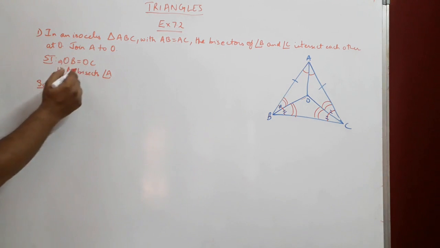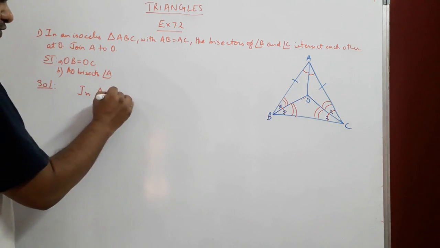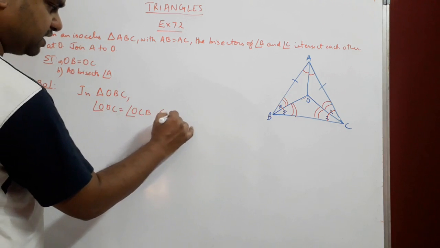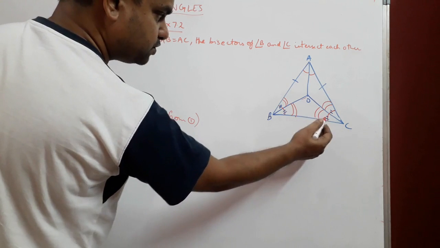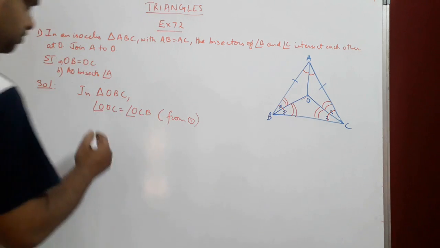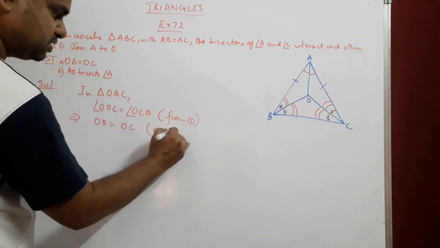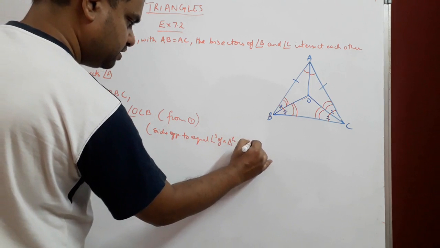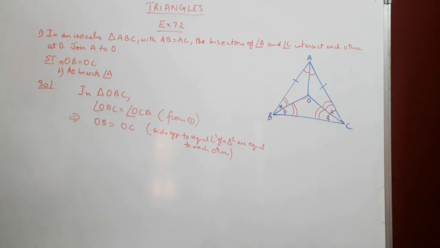Moving on to the first part, that is OB is equal to OC. OB and OC are part of triangle OBC. In triangle OBC, we know that angle OBC is equal to angle OCB, from 1 as we marked before. If these two angles are equal to each other, the sides opposite to these two angles also need to be equal. Therefore OB is equal to OC, because sides opposite to equal angles of a triangle are equal. That's how we prove the first part.